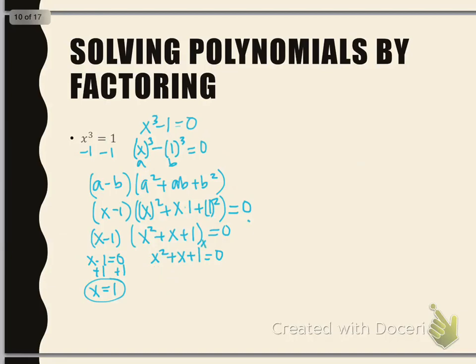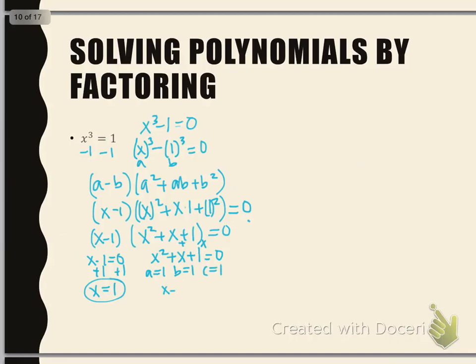So it multiplies to get me 1, adds to get me 1. Well, the only thing I can think of that multiplies to get me 1 is 1 and 1, and that does not add to get me 1. If I think negative, negative 1 times negative 1, yeah, that gets me a positive 1, but when I add it, it gets me negative 2. So if I can't think of how to factor it, since there is an equal sign, we can use the quadratic formula. So a equals 1, b equals 1, c equals 1.